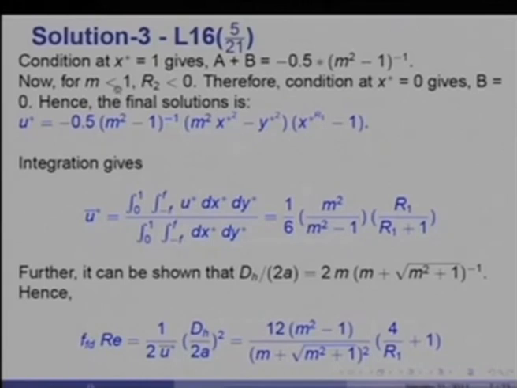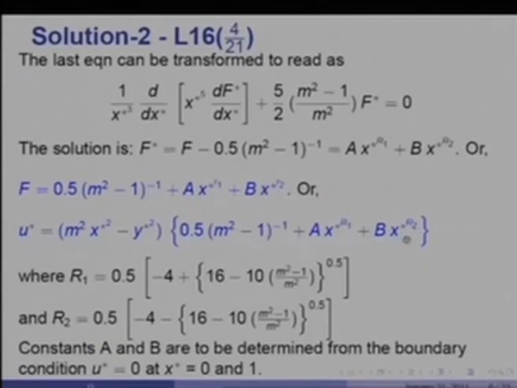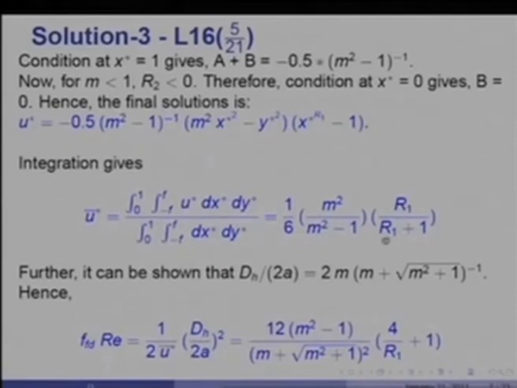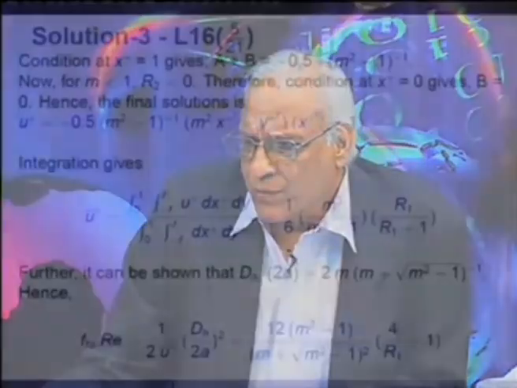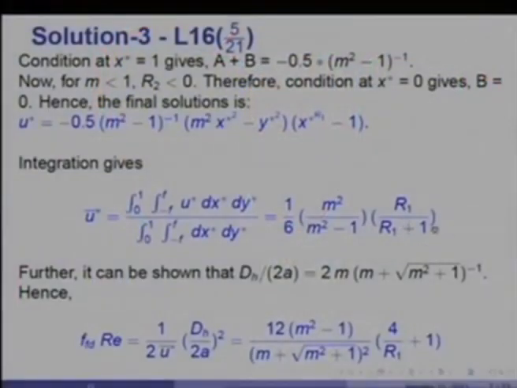For m less than 1, because we are restricting to 2 phi less than 90, tan phi or m would always be less than 1, r 2 will be less than 0, and therefore, at x equal to 0 this would tend to infinity, which is of course unacceptable, and therefore, B itself must be 0. As a result, u star turns out to be a function with x star raised to r 1 minus 1. Integration of this gives us the u bar star, and that evaluates to this quantity r 1 plus r 1.